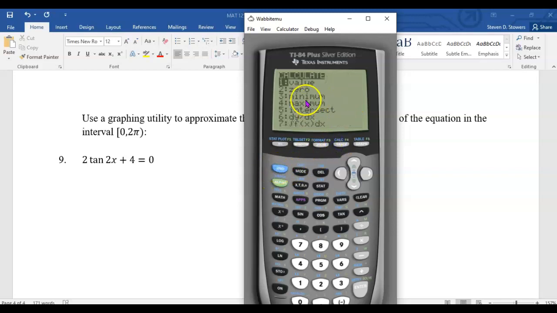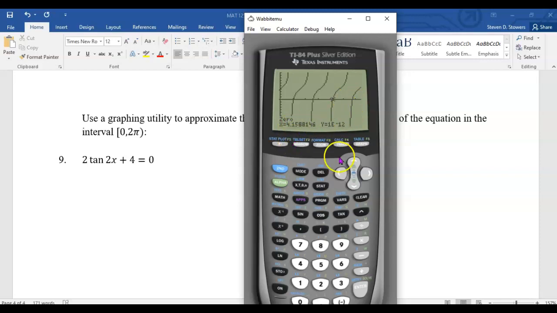Okay, there's 2 more that we need it to guess. We'll go back to the calc menu, tell it we want a 0. And this one, let's see, this is 1, 2, 3, 4. It looks like it's somewhere between 4 and 5. So this time I'll just give it a left bound of 4 and a right bound of 5. Guess, enter. And it comes back with 4.159 if I round it to 3 decimal places.